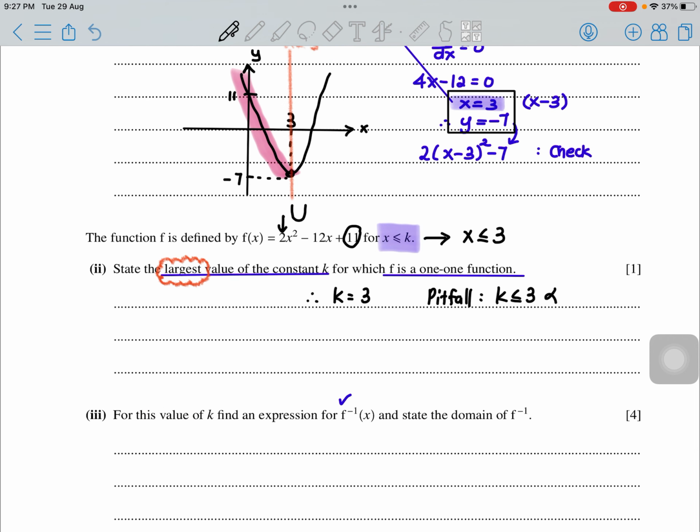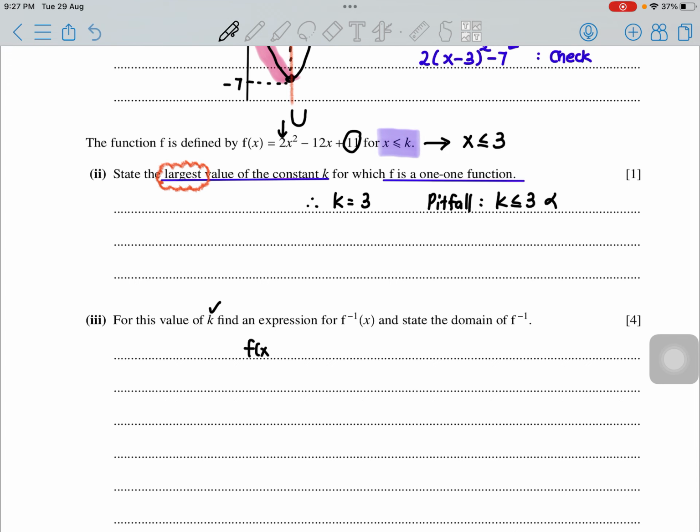Now part 3. For the value of k, find an expression of f inverse. So this is actually giving me a condition. I have restricted my domain. So I made sure it is 1 to 1 now. So the moment it is 1 to 1, I can quickly find the inverse function. So let's do it.